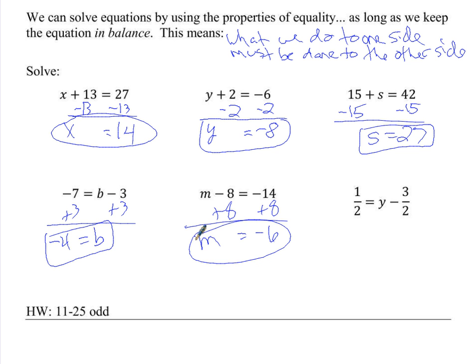Add. So that would be called 3 halves, right? We have y minus 3 halves here. To undo the minus 3 halves, I'm going to add 3 halves. So plus 3 halves to both sides.